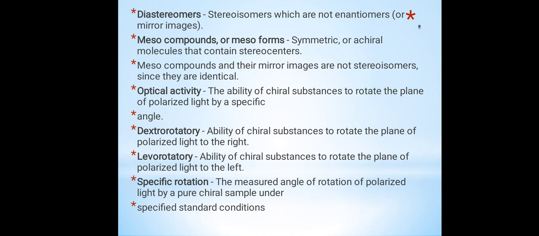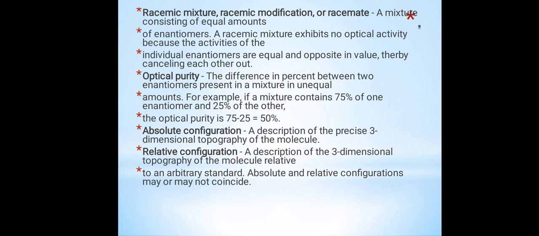Then the next term is the specific rotation, the measured angle of rotation of polarized light by a pure chiral sample under specified standard conditions. Then the racemic mixture, also called a racemic modification or racemate, is a mixture of equal amounts of enantiomers. A racemic mixture exhibits no optical activity because the activities of the individual enantiomers are equal and opposite in value, thereby cancelling each other, because in a racemate the R isomer and S isomer are there, so they cancel each other.